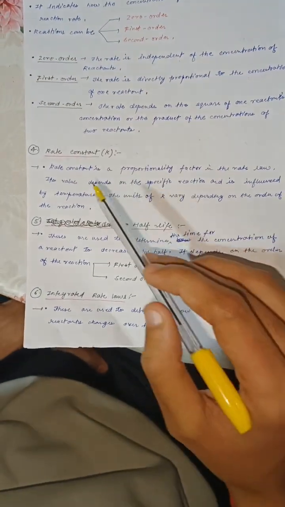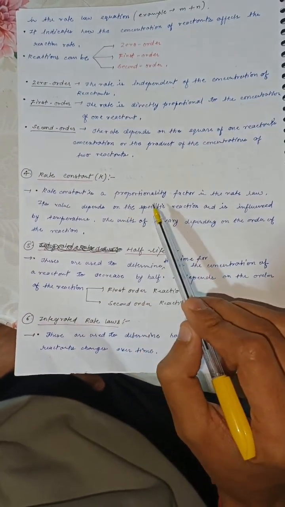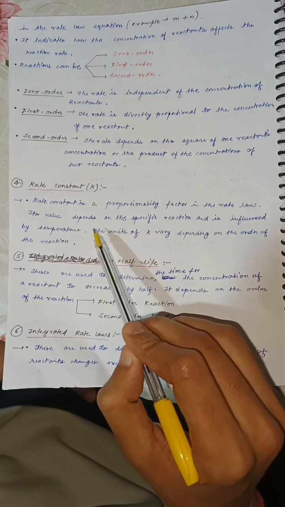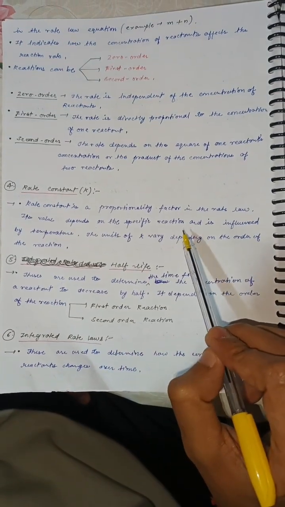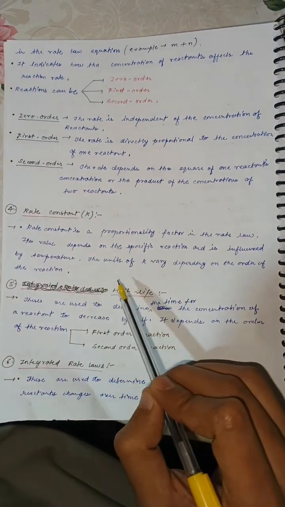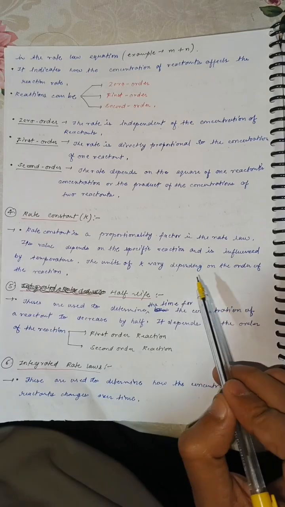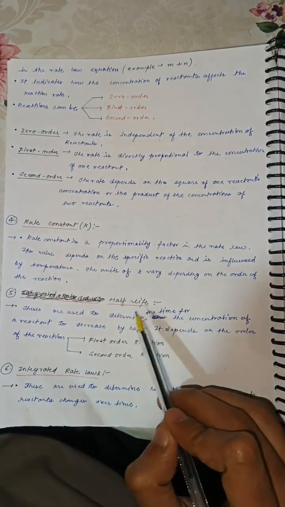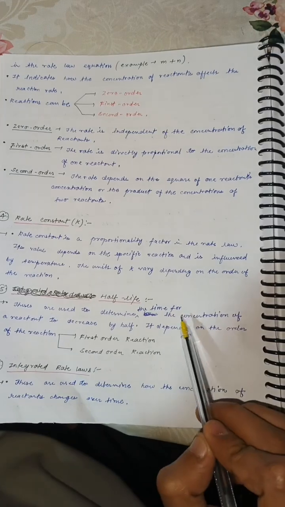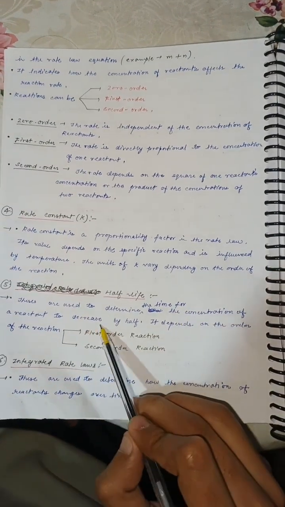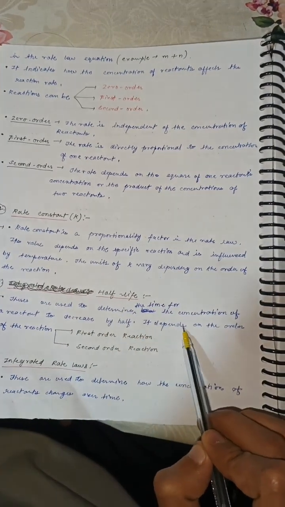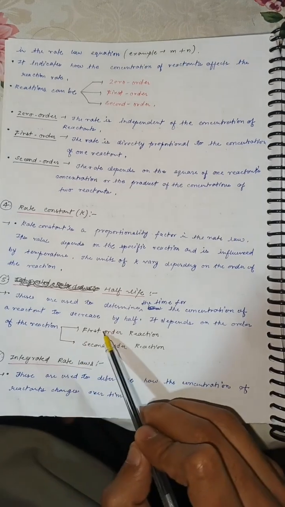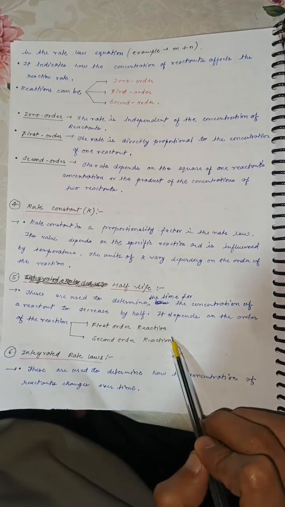Fourth one is rate constant. The rate constant is a proportionality factor in the rate law. Its value depends on the specific reaction and is influenced by temperature. The units of the rate constant vary depending on the order of the reaction. Fifth one is half-life. This is used to determine the time for the concentration of a reactant to decrease by half. It depends on the order of reaction, such as first order reaction and second order reaction.